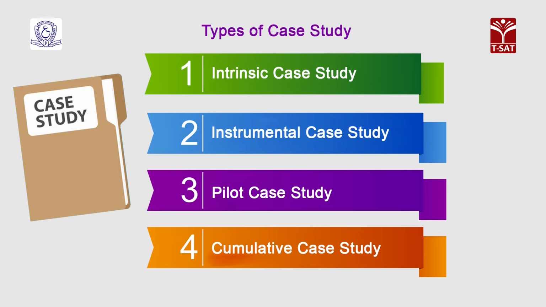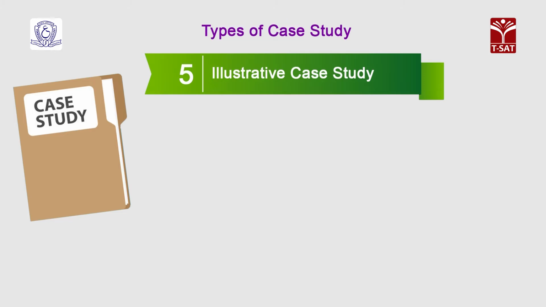In cumulative case study, the researcher aggregates information about the same unit that has been previously collected at different times, and this allows him to generalize information on the basis of past data. It also saves time, money and energy. Fifth type is illustrative case study. Illustrative case studies are descriptive in nature, and in this type of case study, one or two instances of the same events are used to describe an existing situation. Such a study familiarizes the researcher with the research area.